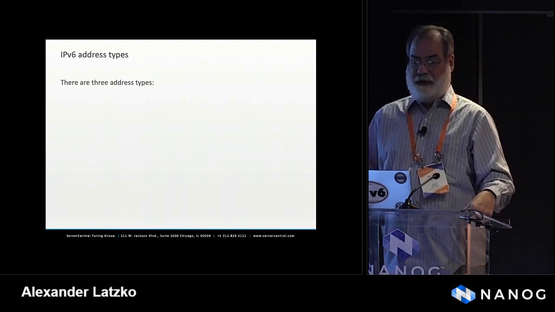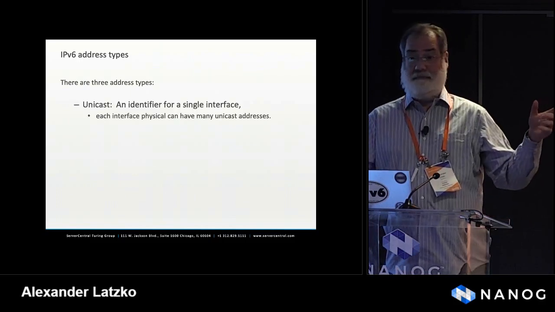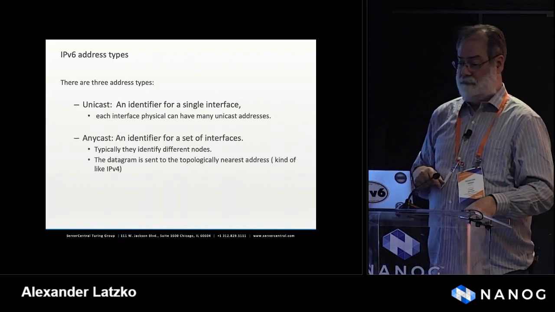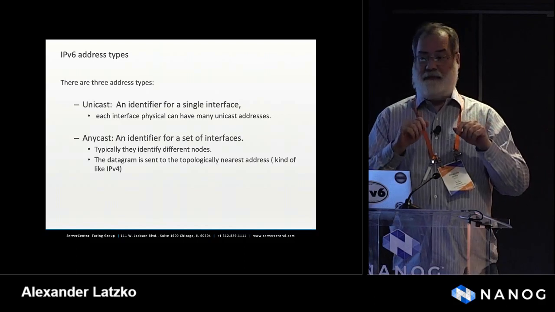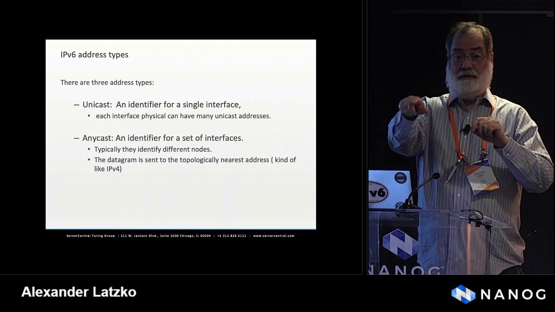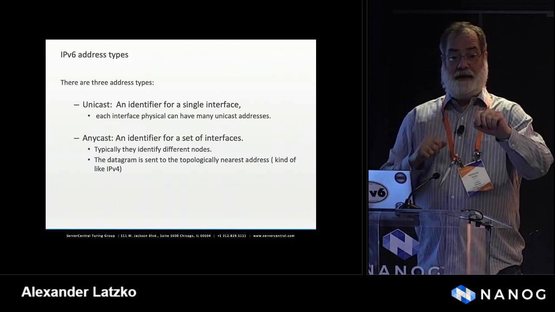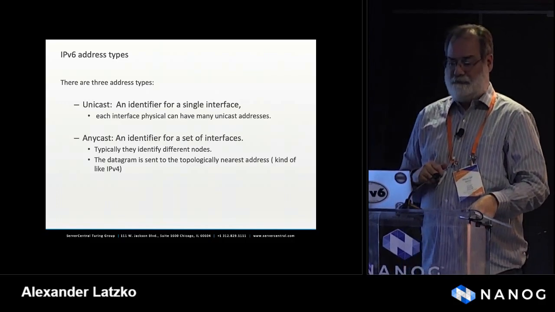So, 3 types of IPv6 addresses. Unicast? You're unicast. Anycast. Different nodes, and traffic goes to the topologically nearest address. So if you are an anycast, and I send something to anycast, it'll get to the first anycast node, which would be you. Yeah, real simple, right?